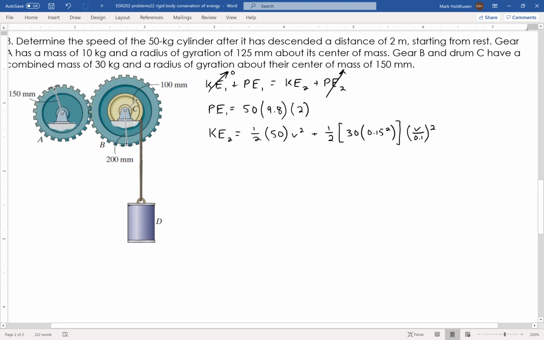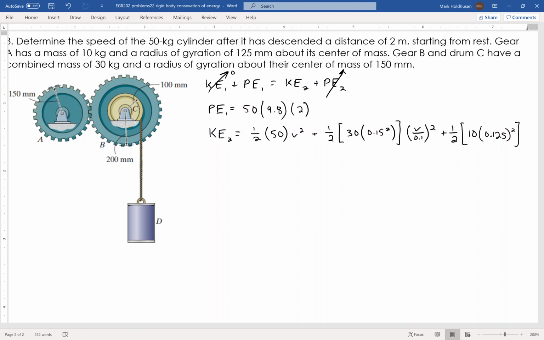Okay. Now we're going to move on to the other one, which again doesn't translate, so it's 1/2 I omega squared, where now this is 10 kilograms, with a radius of gyration of 0.125, squared. And now I need to know the omega of that one and how it relates to the velocity.